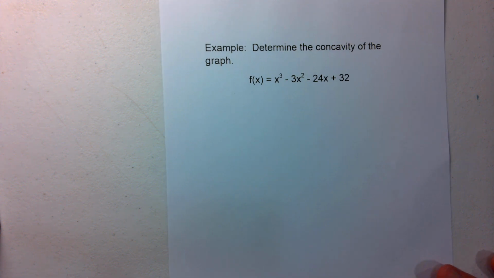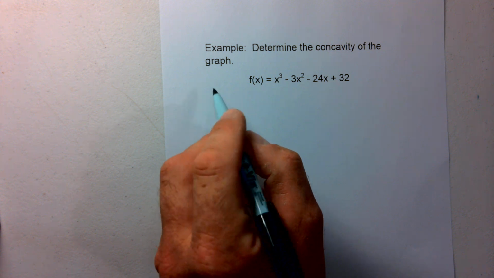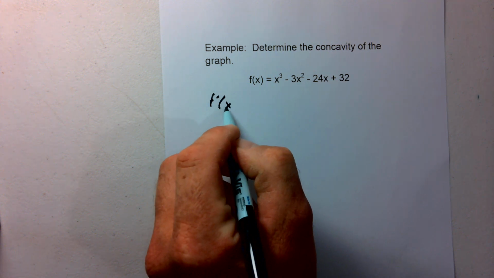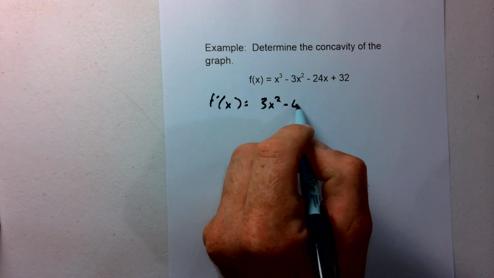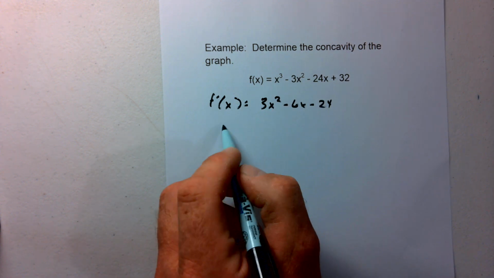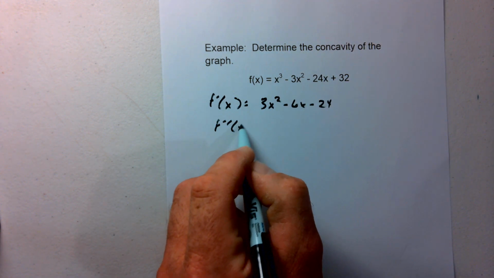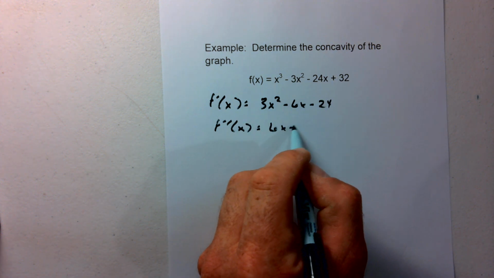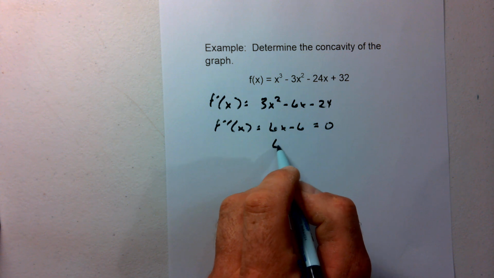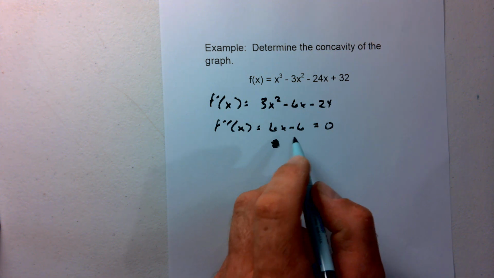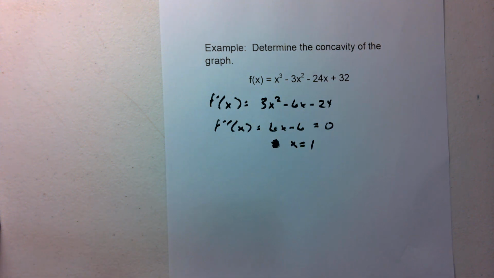Now, one last one here, a cubic function. Again, we're going to keep it nice and clean and simple today with our polynomials. We're going to find our first derivative, so we get 3x squared minus 6x minus 24. And then our second derivative is going to be 6x minus 6. I'm going to set that equal to 0. So I get, well, I don't need 6 there, do I? I get x equal to 1.